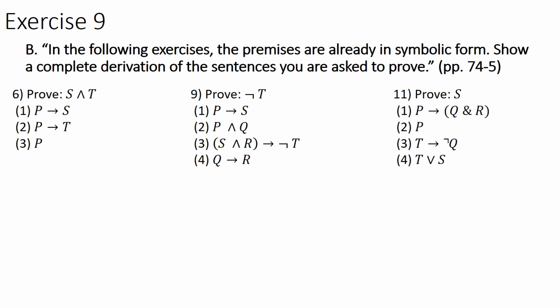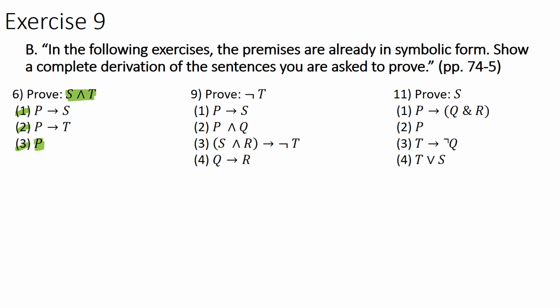Here's a good representative sample from part B of exercise 9. We have number 6, number 9, number 11. With number 6, we want to prove the conjunction S and T. We're given 3 premises. Premise 1, if P then S. Premise 2, if P then T. Premise 3, P. Well, P is declared to be the case.